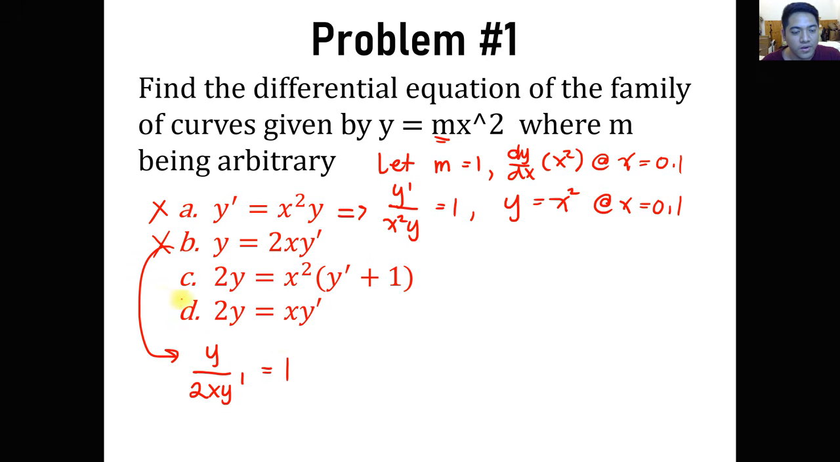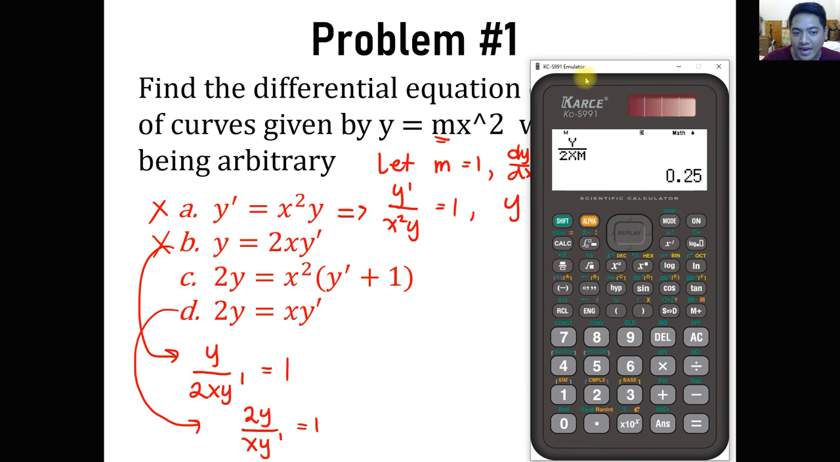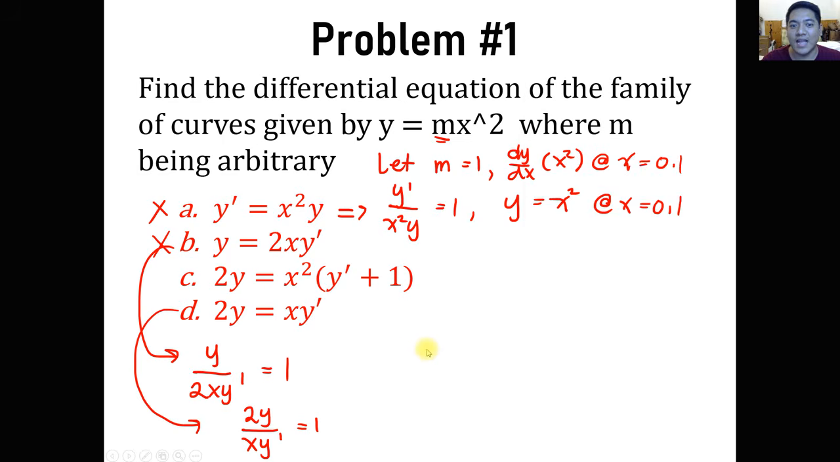Okay, so how about letter D first? We try letter D. So you have 2y all over x y prime equals 1. Again, we let the right side of the equation be equal to 1 by dividing both sides by x y prime. So you have 2y, and then we have x, and then y prime, of which y prime is m. If that is equal to 1, then definitely that's the answer. So the answer for our problem number 1 would be letter D.